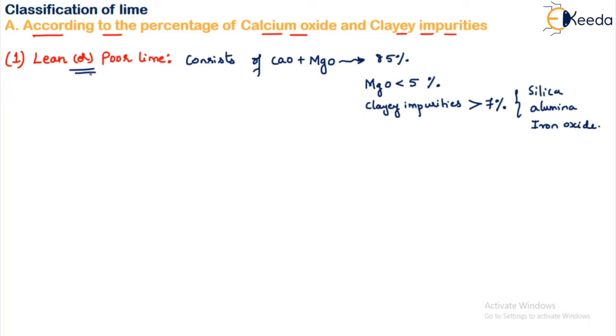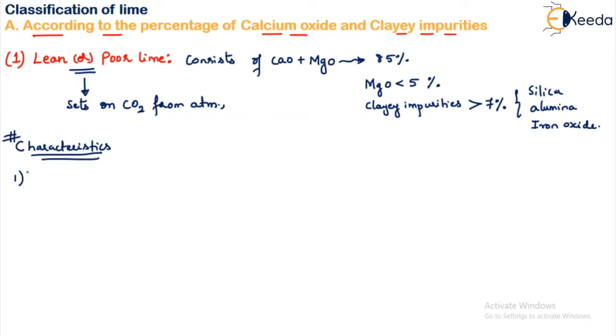Generally, this type of poor lime will set on absorbing the CO2 from the atmosphere. It has many important characteristics. We'll discuss them one by one.